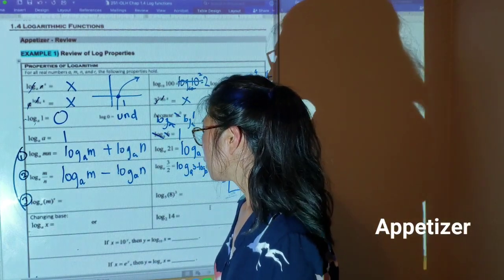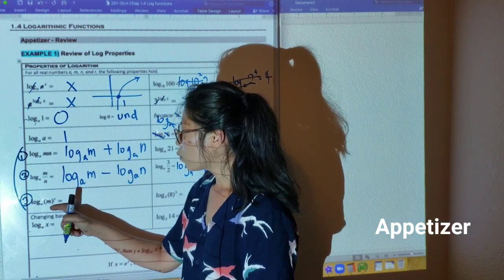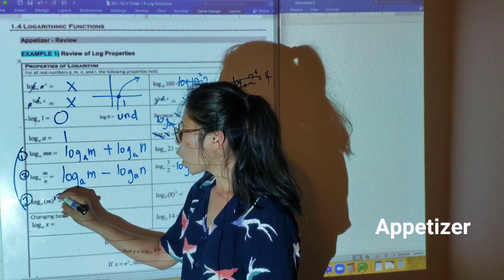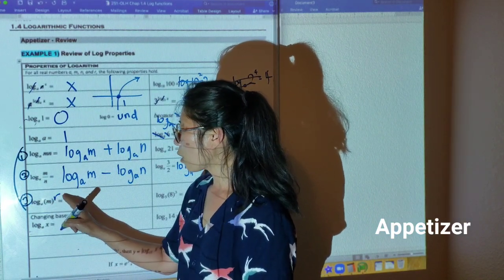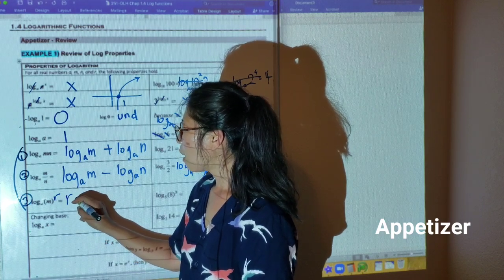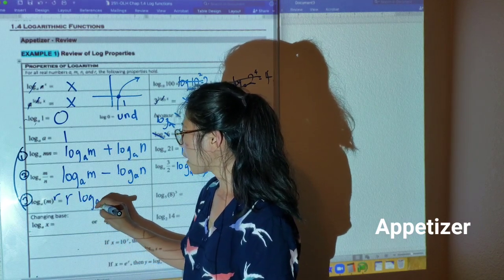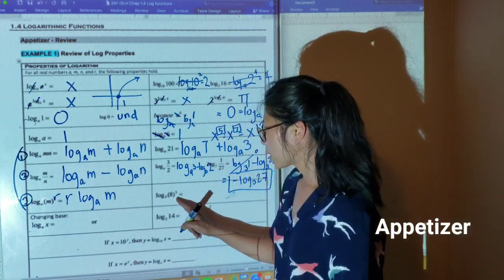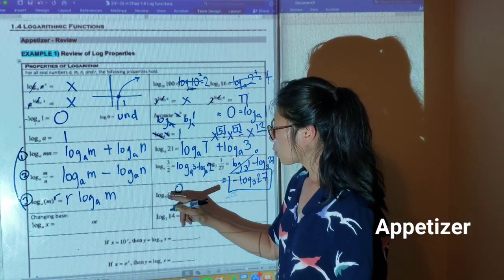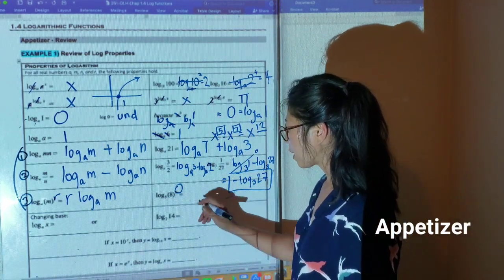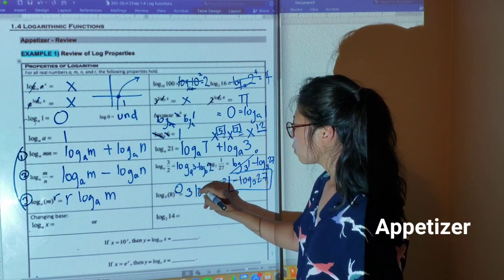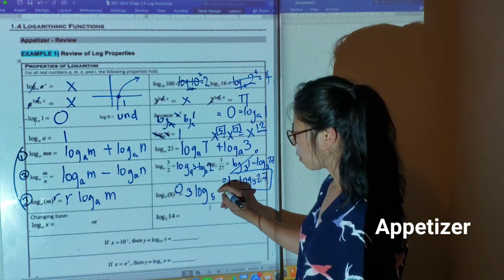Okay, the third tricky property is when you have a power r here, then the power r can be rewritten as a factor r times log base a of m. So when you see the example, although the bases are not the same, I can rewrite it by pulling 3 into the front, 3 log base 5 of 8.